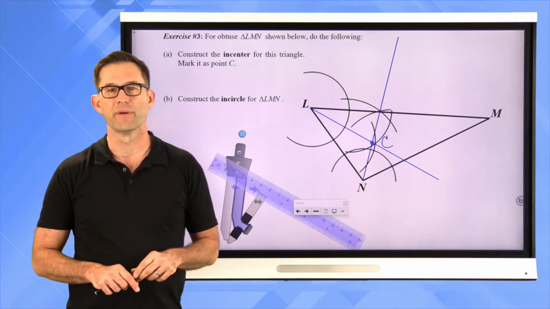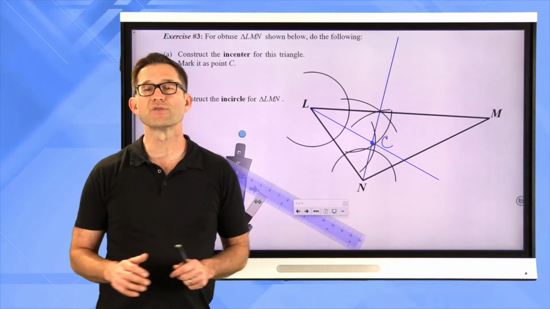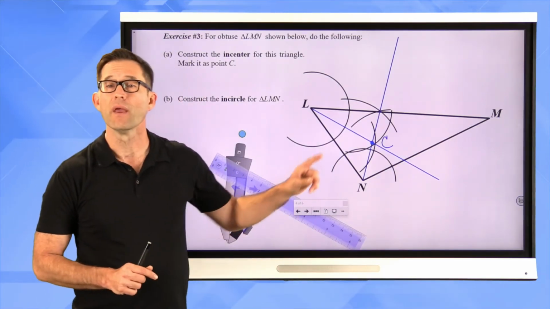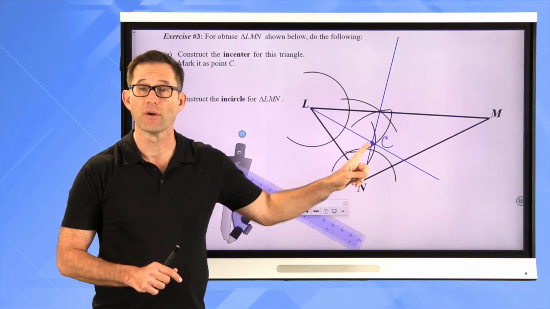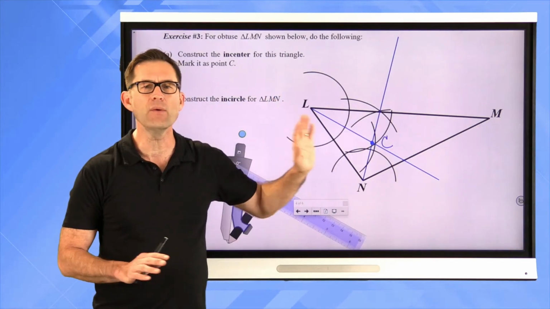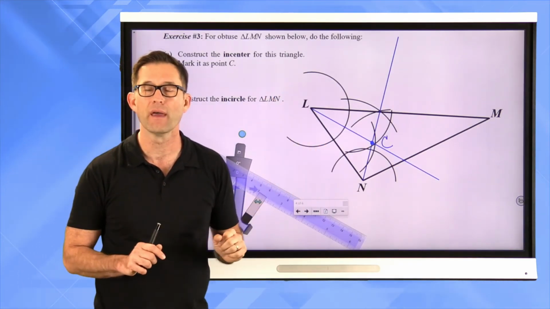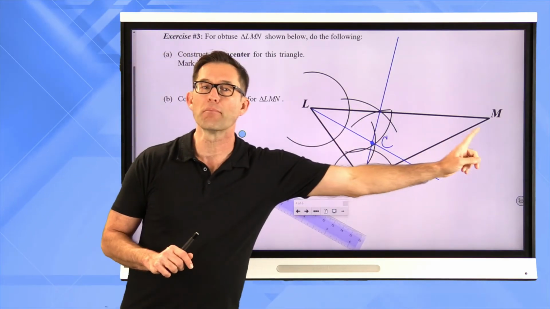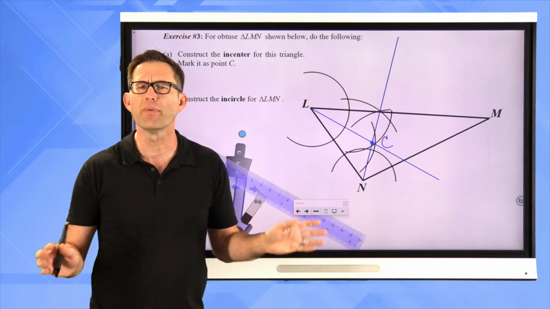Now let's take a look at letter B. Construct the incircle for triangle LMN. Now, to construct the incircle, what we always have to do is construct a perpendicular line that passes through the incenter and is perpendicular to any one of the three sides. It doesn't matter which, okay? For me, I think I'm going to draw it perpendicular to side LM. LM is nice and large, no big deal, right?